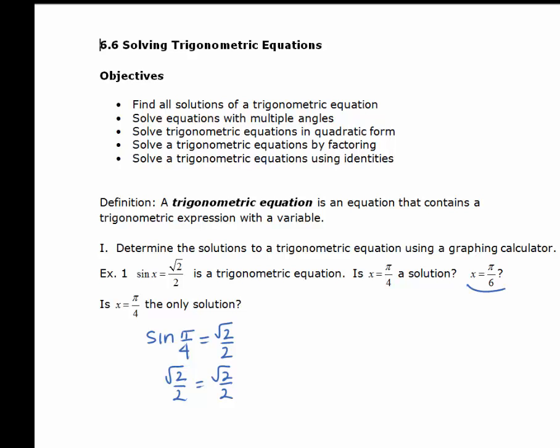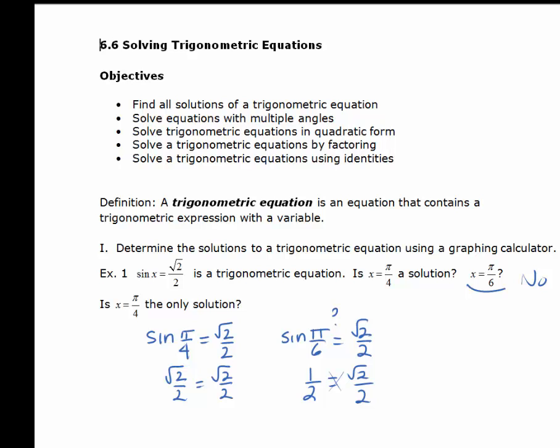Then the question is, is x equals pi over 6 a solution? Well, if we have the sine of pi over 6, plug that in. I usually put a little question mark. The sine of pi over 6 is a half. 1/2 does not equal the square root of 2 over 2, so pi over 6 is not a solution. But the next question is, is x equals pi over 4 the only solution?